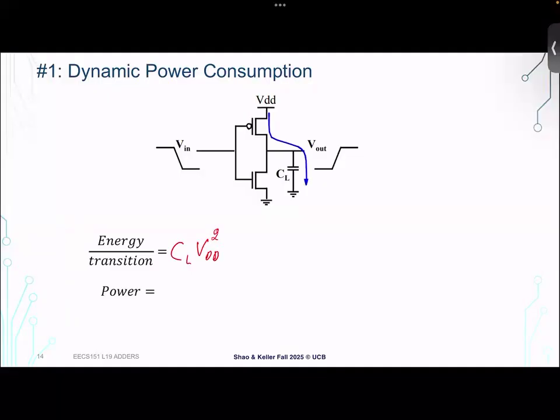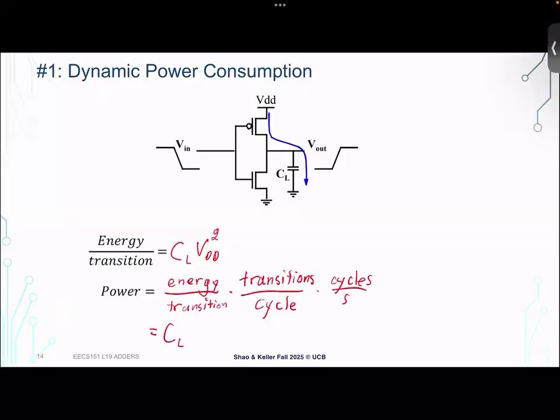So it's the capacitance you're discharging times VDD squared. And so if we think about power, it is energy per transition times transitions per cycle times cycles per second. Well, we just said energy per transition is C VDD squared. Cycles per second is just our clock frequency, which we'll label as F. And then we have this question of how many transitions in a cycle. And so we're going to define a constant there called alpha.